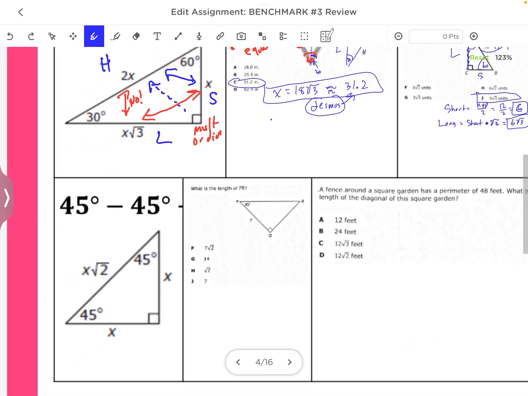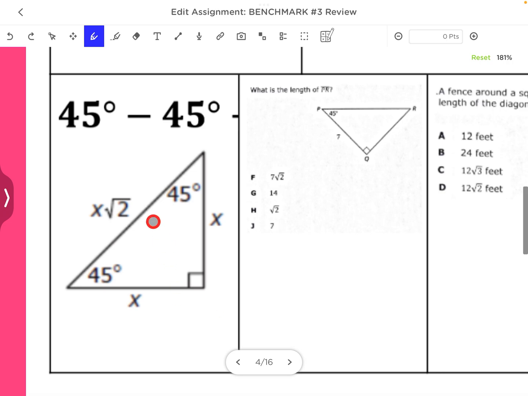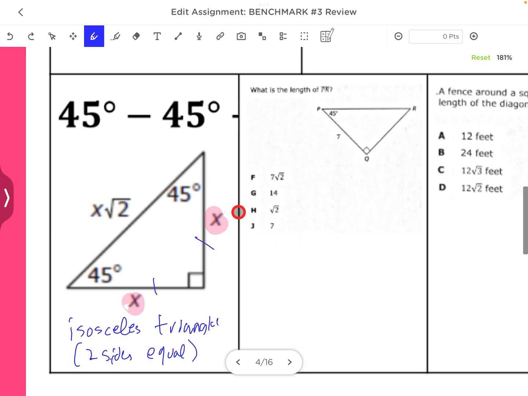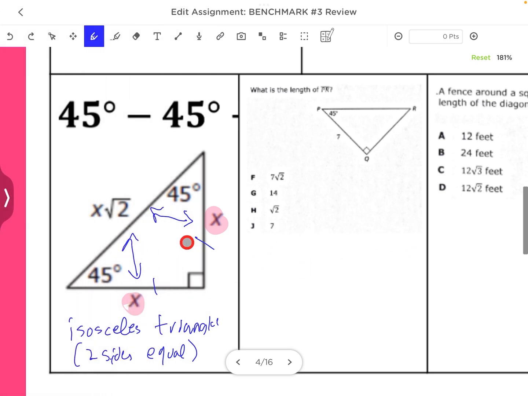All right, so hopefully that's making more sense now. 45, 45, 90 is a little bit different. Now this one has two sides that are the same. These are isosceles triangles, where two sides are equal in length. If these two angles are the same, then the sides across from them are the same. So we can go from here to here, or from here to here, and even from here to here. If we know one of those, then we know the other one. Let's keep that in mind.